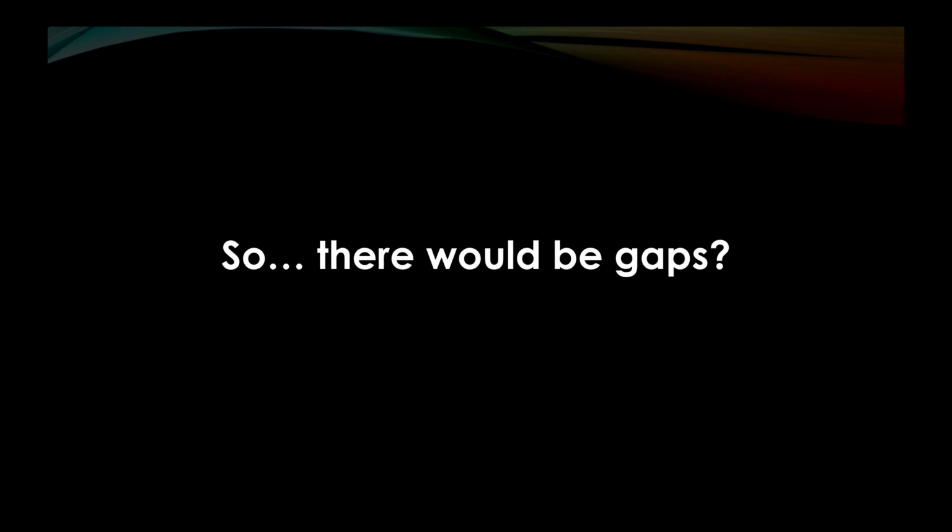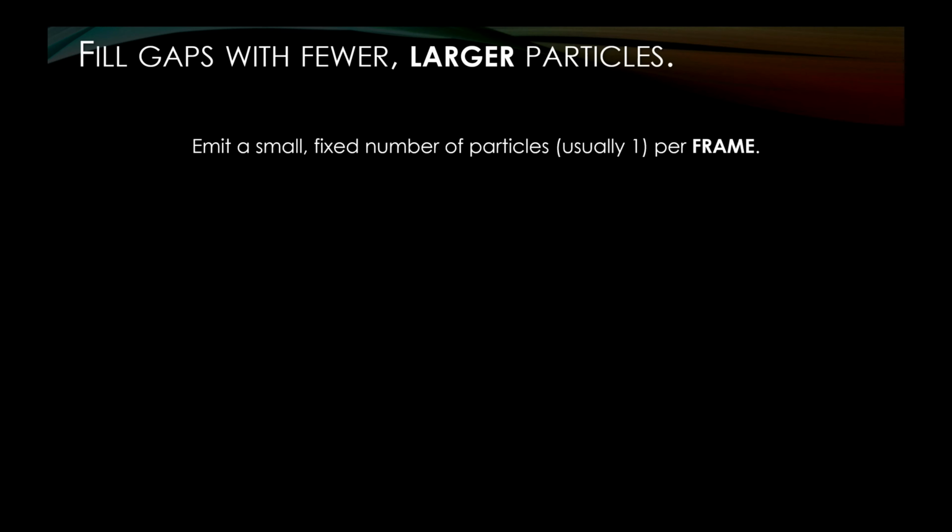So this seems like we're going all the way back to the beginning, which is to say, if you're only going to emit a few particles per frame, there are going to be gaps between those particles. So what we're going to try is filling those gaps with fewer, larger particles. We're going to emit a small, fixed number of particles, usually one per frame.